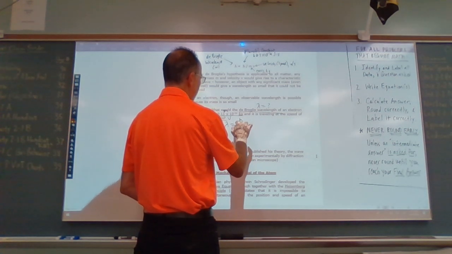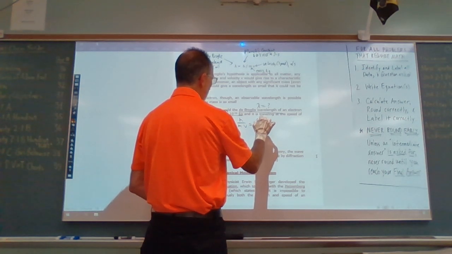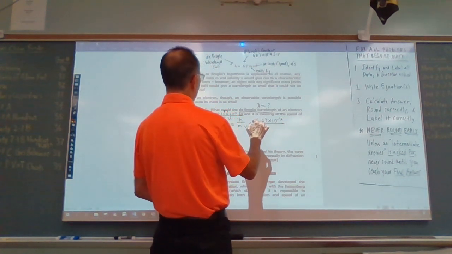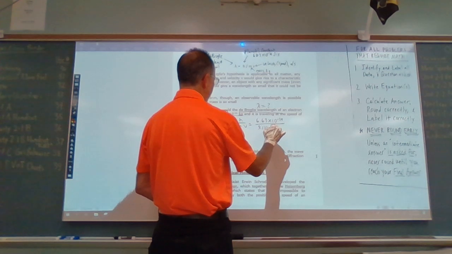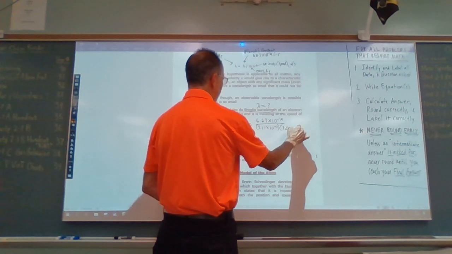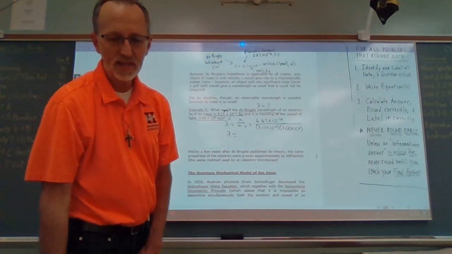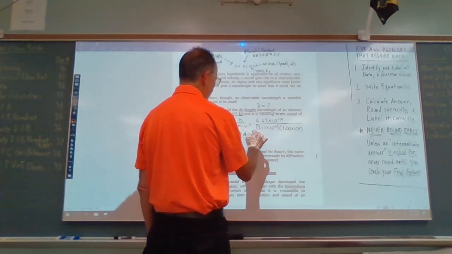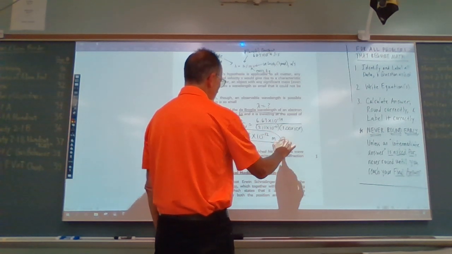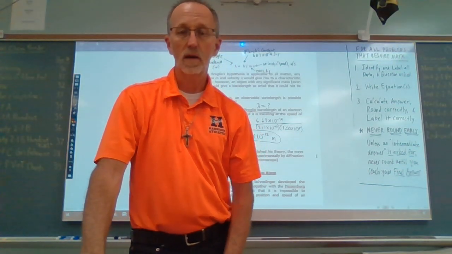Wavelength equals Planck's constant over m times v, 6.63 times 10 to the minus 34 over 9.11 times 10 to the minus 31 times 3.00 times 10 to the 8th. All right, and in doing that, we get a wavelength of 2.43 times 10 to the minus 12 meters, which is 2.43 picometers, which is observable, all right?